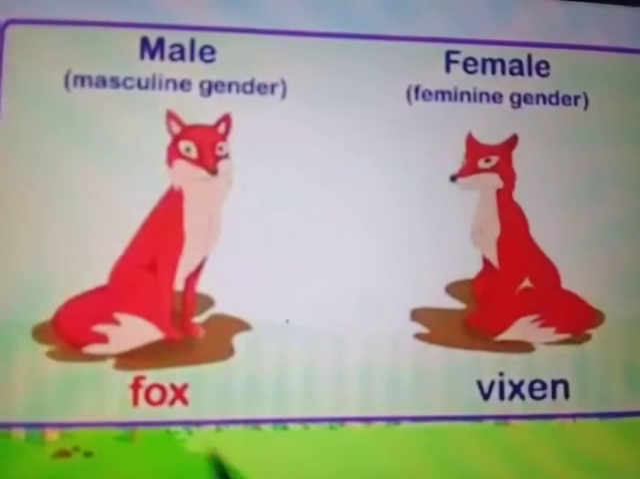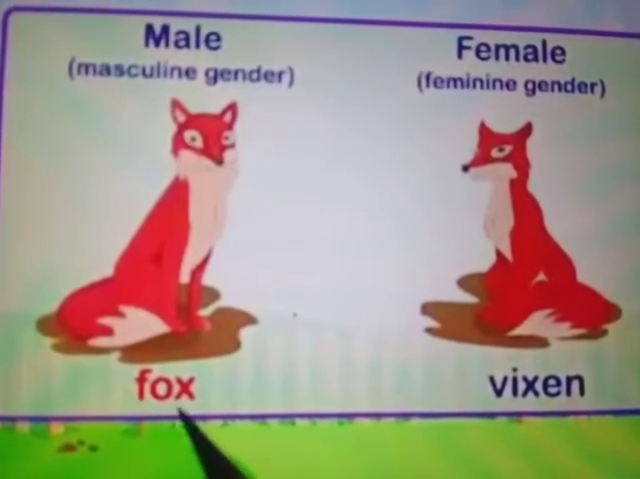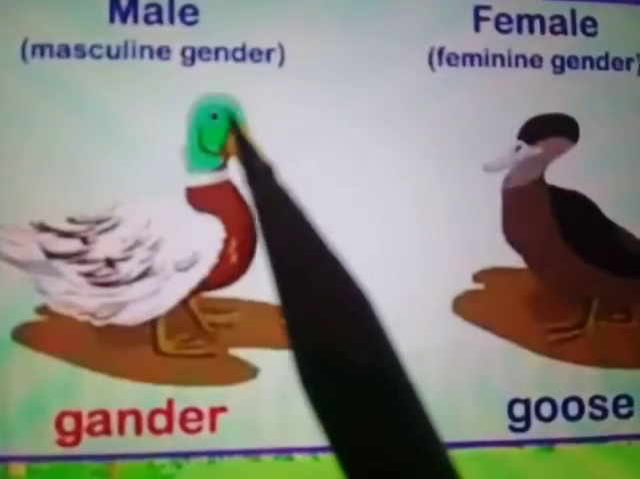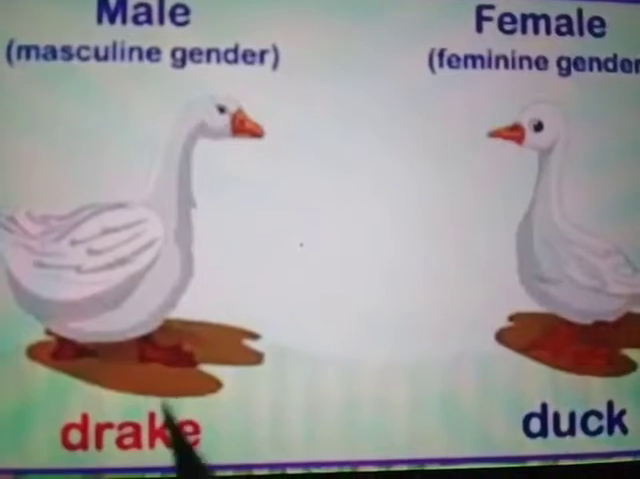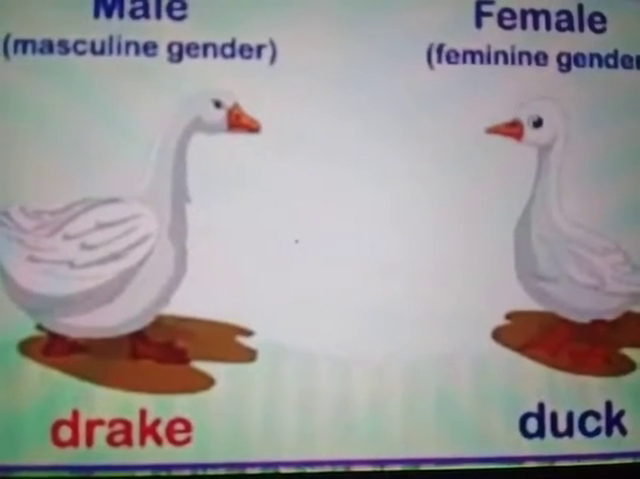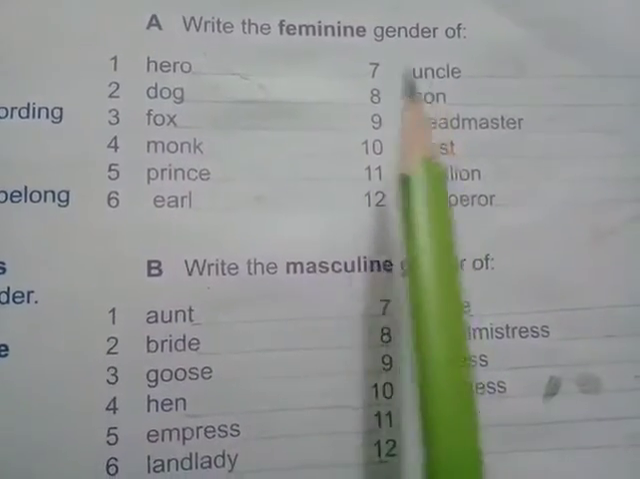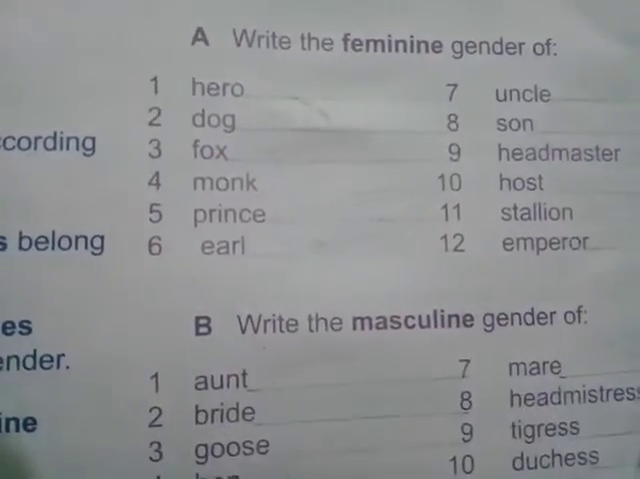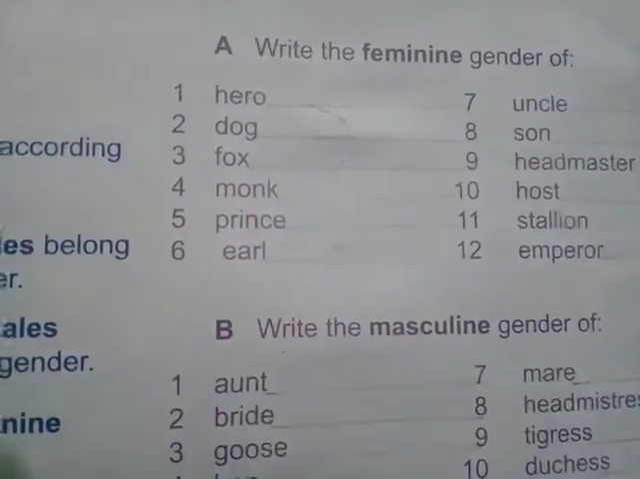Dear students, now let's see some examples. Female of fox will be vixen. Kangaroo is male and female is goose. Next example is drake and the female will be duck. Let's start our exercise, which is: write the feminine gender of. First is hero. Now we have to write the feminine gender of hero.